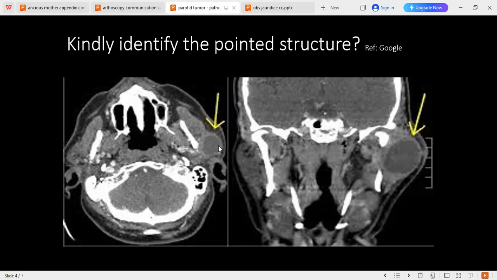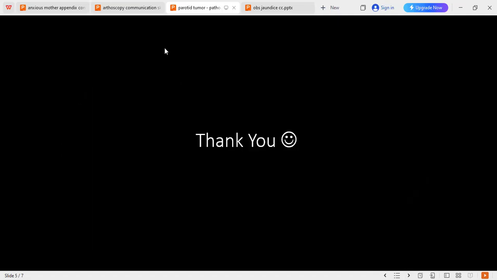Okay. Why can it not be Warthin's tumor? It can also be one, one of the benign ones. Right. Good. Thank you.